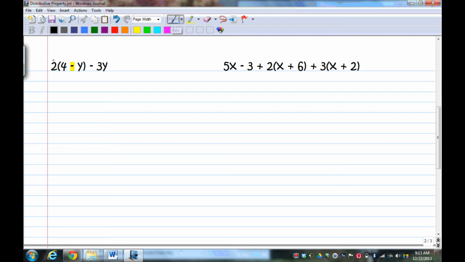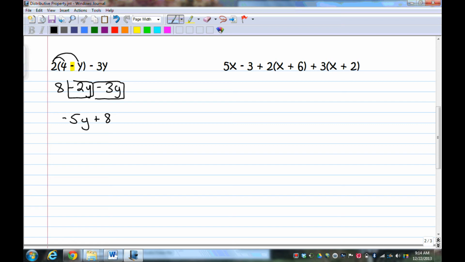So I'm going to distribute this 2 times 4 and 2 times a negative y. 2 times 4 becomes 8. Positive 2 times this negative y is negative 2y. And then I have this negative 3y on the end. Here are my like terms. I have negative 2 and a negative 3 give me a negative 5y. And then the 8 is a positive 8. So negative 5y plus 8.